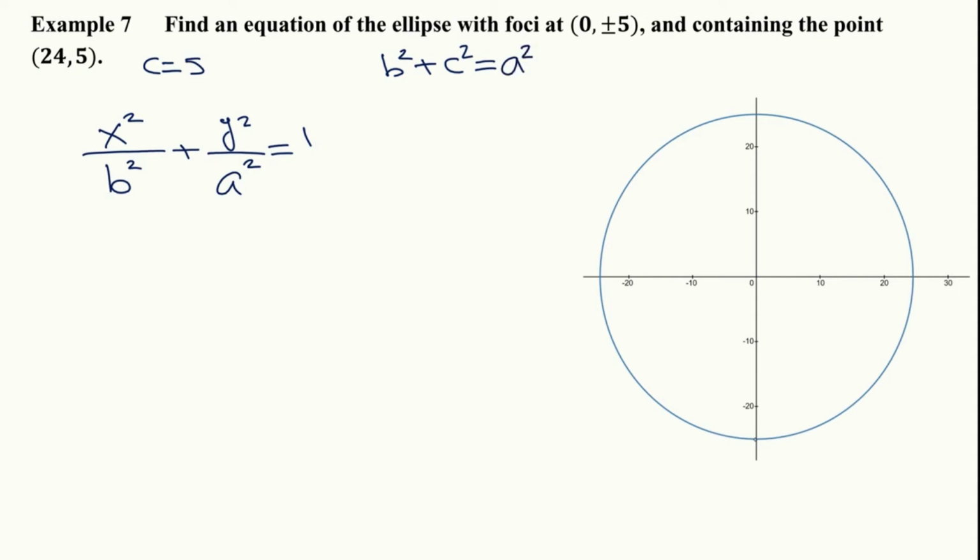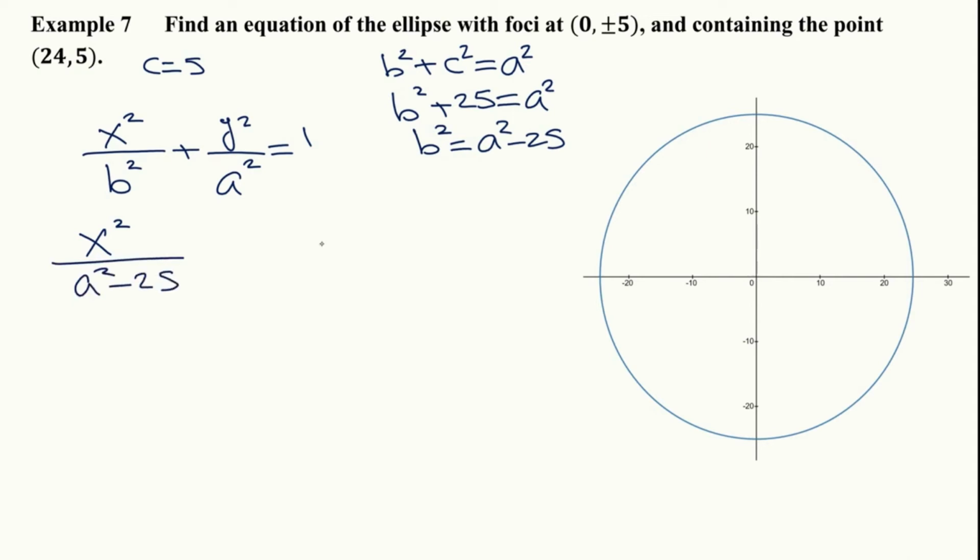Now we do know that b squared plus c squared equals a squared, right? We know c is 5, so b squared plus 25 equals a squared. So if I solve for b squared, I get b squared equals a squared minus 25. So I can replace the b squared with a squared minus 25, plus y squared over a squared equals 1.